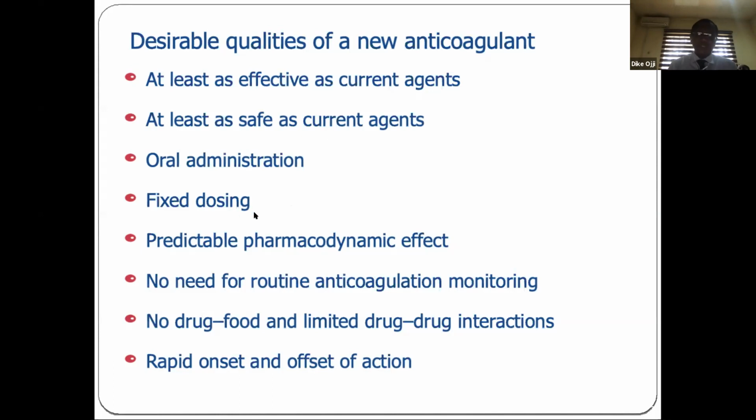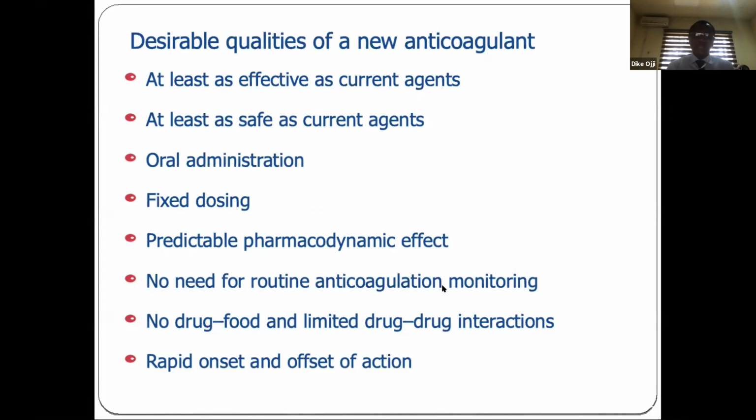Now, fixed dosing is very important. You want a medication that you can predict. The question came about bleeding. I don't know about my experience, my little experience with NOACs, I've hardly had any patient actually bleed on NOACs. And I've also read some articles whereby bleeding can be stopped with just giving the patient plasma, or a little transfusion can do that. No need for routine anticoagulation monitoring. And this is a big issue about the VKAs, which is why many people today will run away from it, because monitoring warfarin is very, very difficult.